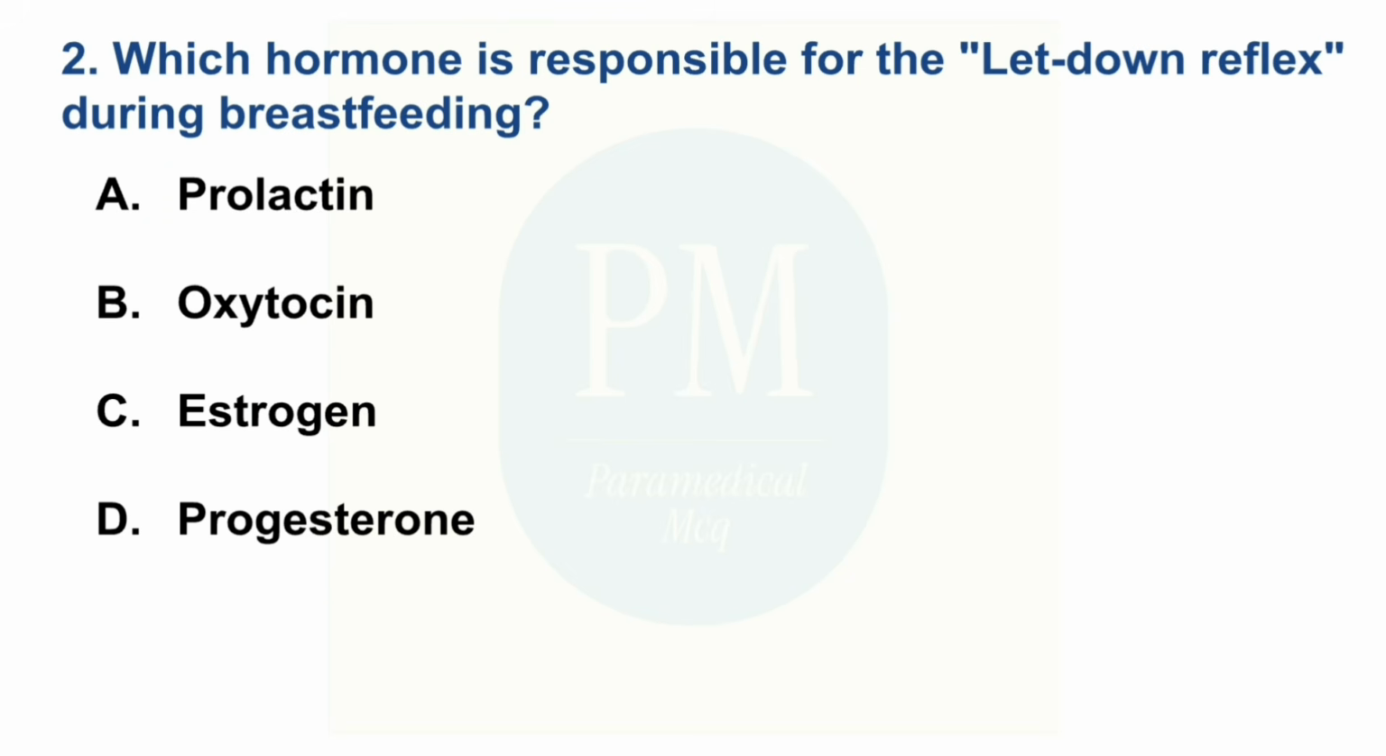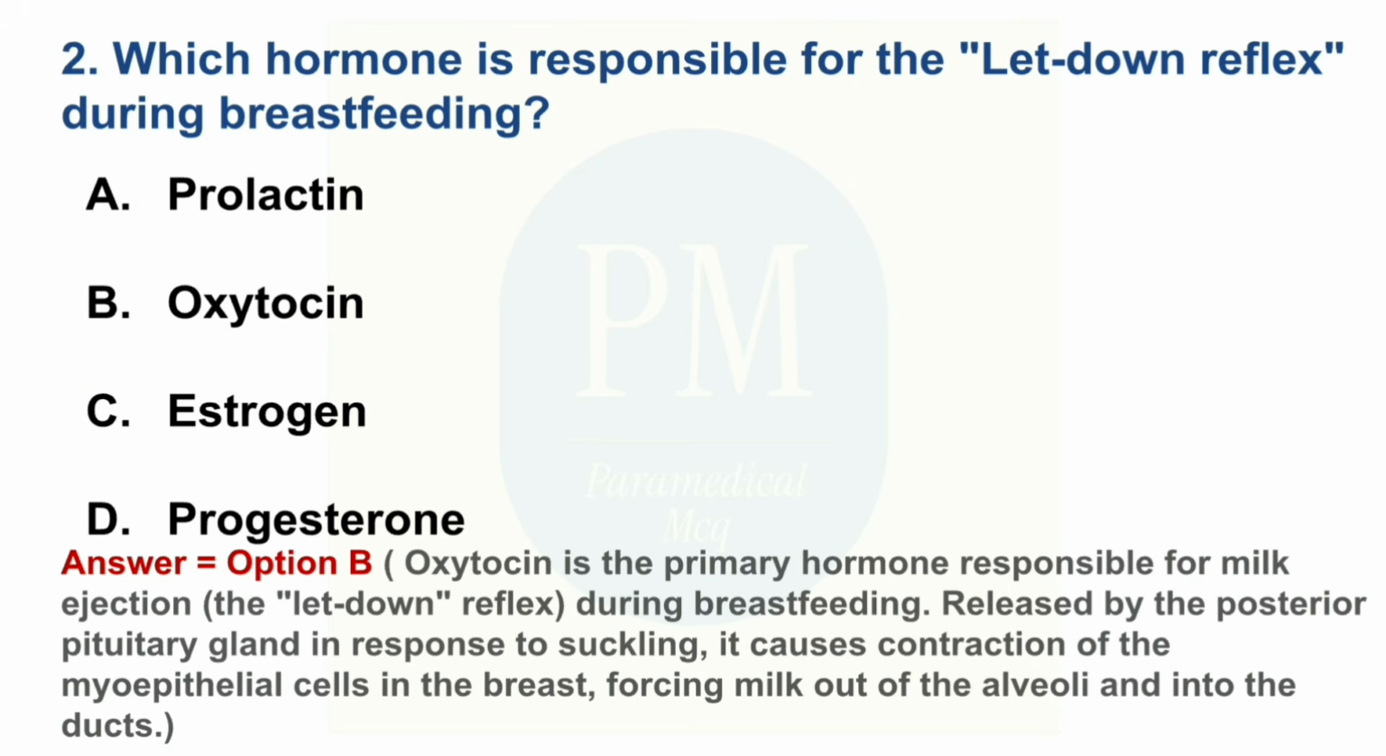Which hormone is responsible for the let-down reflex during breastfeeding? Option A, prolactin; option B, oxytocin; option C, estrogen; option D, progesterone. The correct option is option B, oxytocin.